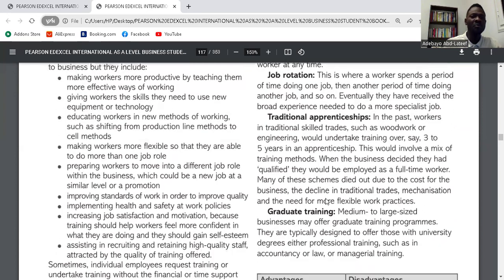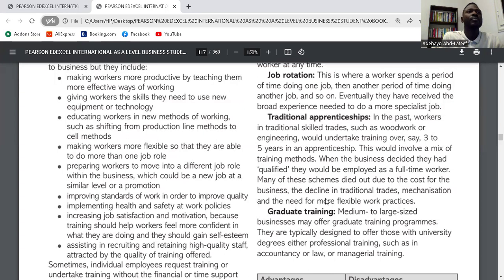Three, educating workers in new methods of working, such as shifting from production line methods to cell methods. So in case the business wants to change from one production method to another, you have to train workers to know how to use this method. And this always happens when you start thinking about reducing wastage or finding effective ways of doing things.